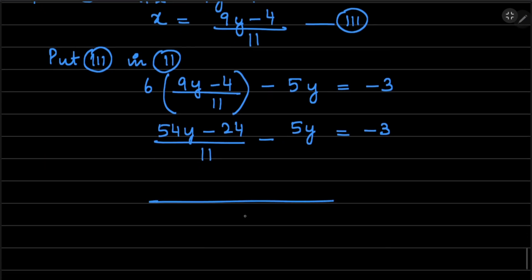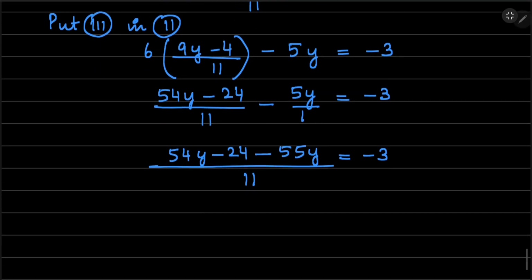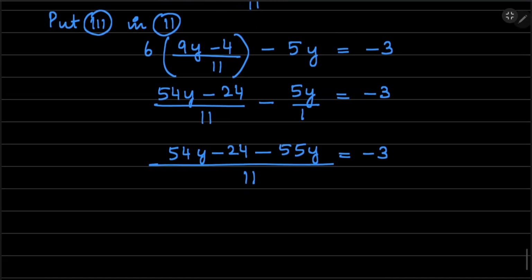Okay, so when you take the LCM as 11 here, the first term has the numerator 54y minus 24. So this is by 1. Okay, so here 1 multiplied by 11 is 11. So this 11 you have to multiply with the numerator. The sign will not change. So minus 11 5s are 55y equal to minus 3. So the whole of the terms have denominator as 11. Only then can you take this 11 to the other side. Okay, cross multiply. So what do you get?